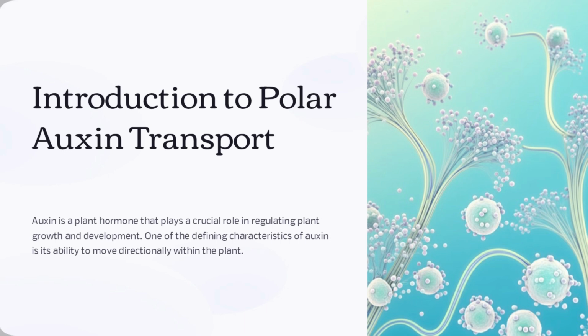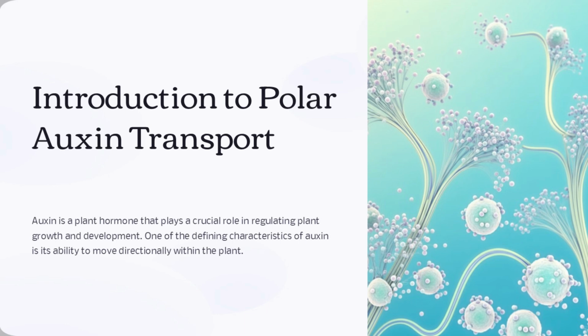So, how does polar auxin transport work? It all starts with the production of auxin in the young leaves and shoot tips of the plant. From there, the auxin is transported through specialized cells called parenchyma cells, located in the stem and root of the plant. Auxin is a key plant hormone that regulates growth and development.